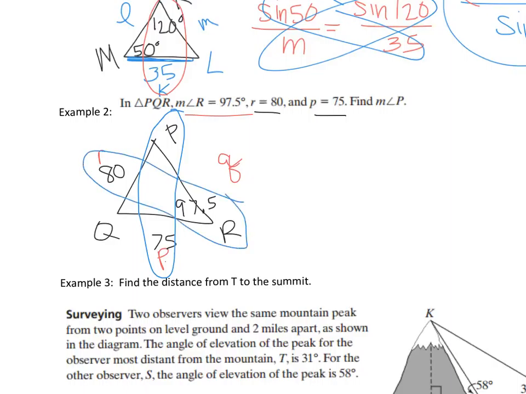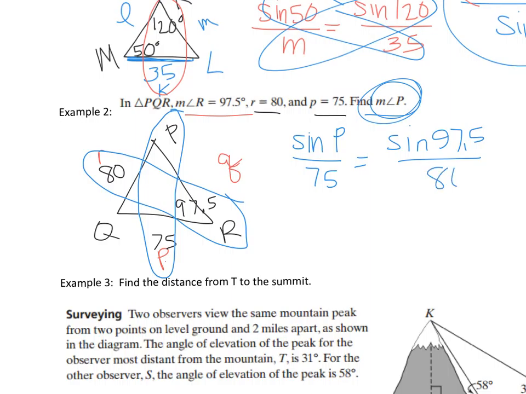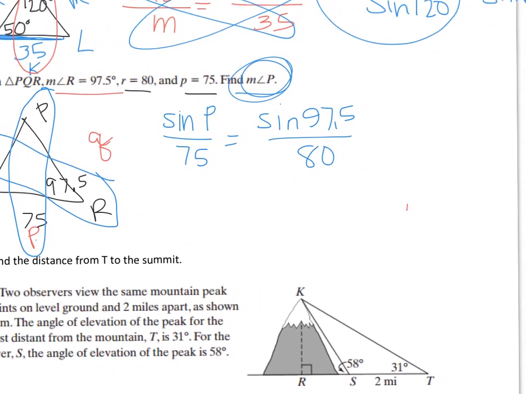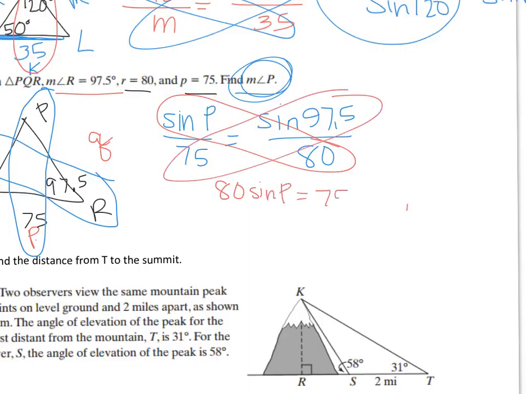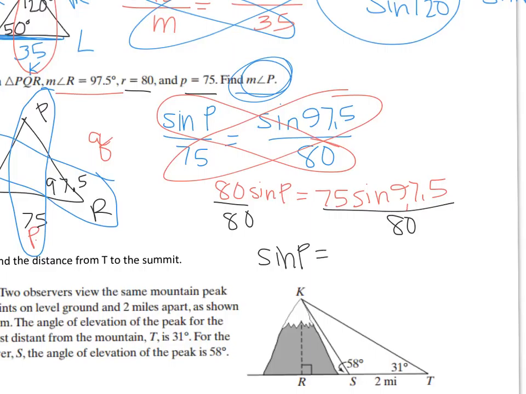So you always put the sine with the angle. I'm trying to find the angle. So I do sine of the angle P, which I don't know, is to 75, which is the side, as sine of 97.5 is to 80. So again, I have two ratios that are equal, so I'm going to cross multiply. So I'm going to do 80 sine of P equals 75 sine of 97.5. So to solve for P, I need to first divide by 80. So I have sine of P equals all of this.